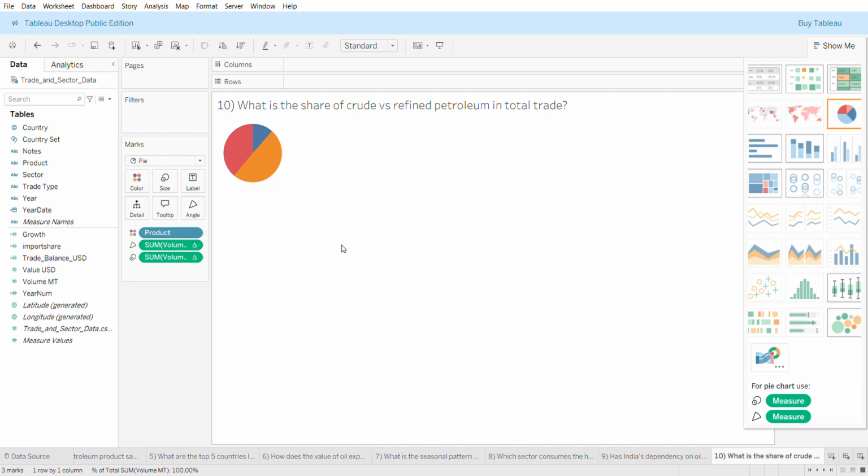This concludes my analysis of India's petroleum trade using the trade and sector data CSV file in Tableau. I have explained my approach, the visualizations used, and the insights gained for each question.